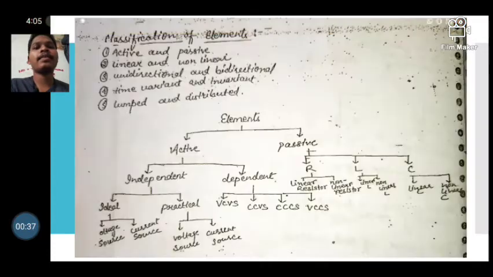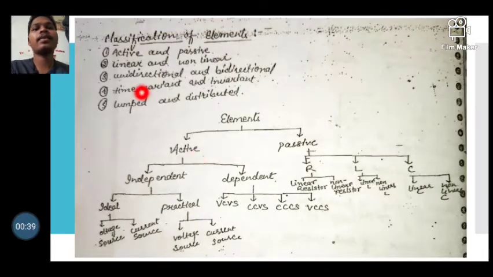So let's get started. Our discussion of this topic is first the active element and then the passive element. Second, we are going to discuss linear and nonlinear elements, unilateral and bilateral, and time variant and time invariant, with lumped and distributed networks.